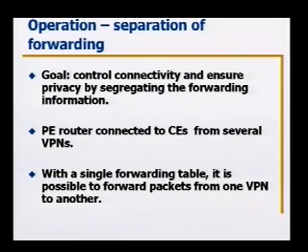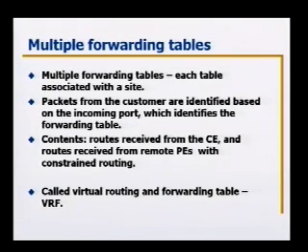So what's the solution? If my problem is that I have just one forwarding table for everything, well, then let's have several forwarding tables. We'll use multiple forwarding tables and associate each table with a particular site. So when packets come in from a customer site, we're going to identify them based on the incoming interface, and we're going to do our lookup based on the forwarding table that's associated with that site. These forwarding tables are called VRFs, virtual routing and forwarding tables, and we maintain one for each site that's connected to the PE.